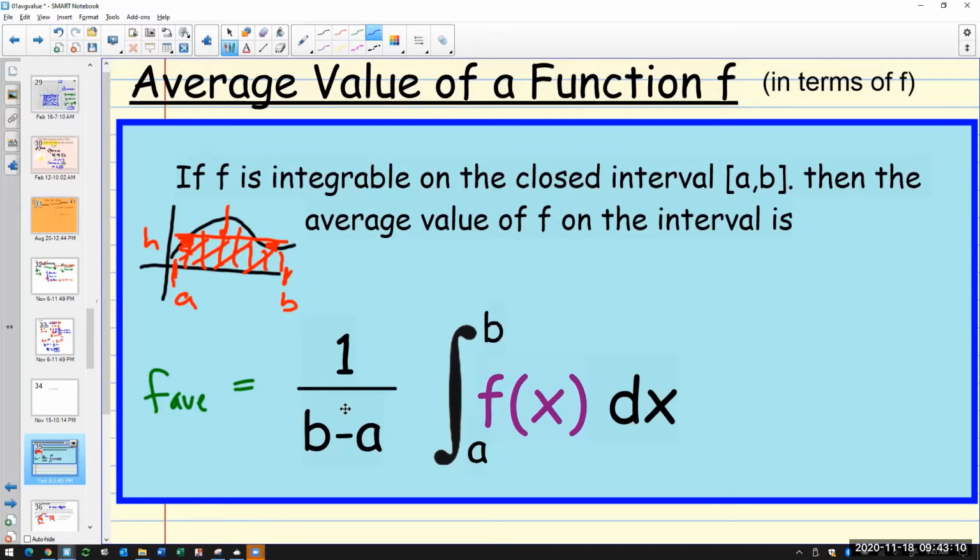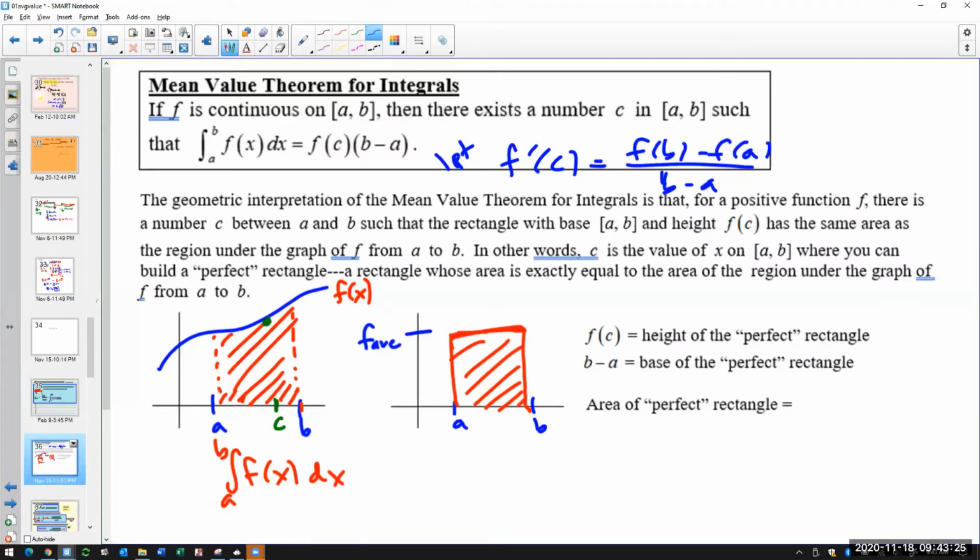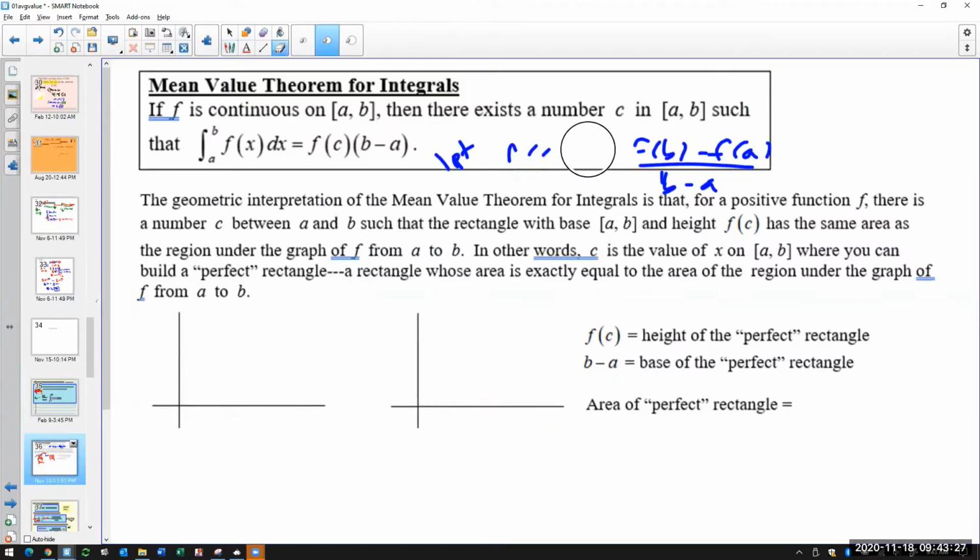Okay, so we're looking at page 4, and the 3rd formula on page 4. So what is average value? We're going to talk about what average value is. And what it is, it's the mean value formula for the integral, okay?